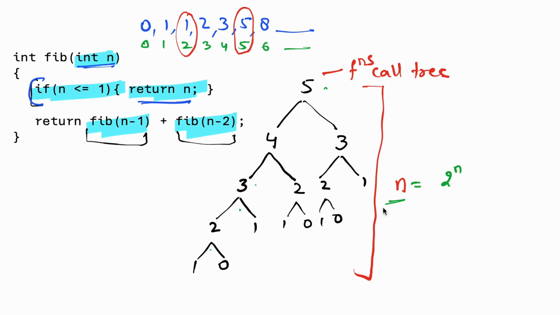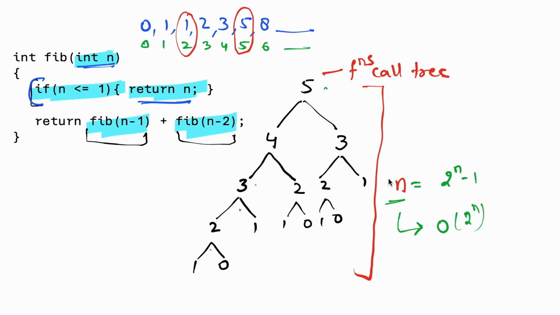But here the tree is not complete. So if the tree is balanced, then the number of nodes in the tree may not be exactly equal to 2 raised to the power n minus 1, which is the case in a complete binary tree. But even in a balanced binary tree, the total number of nodes will be big O of 2 raised to the power n, if n is the height of the tree.